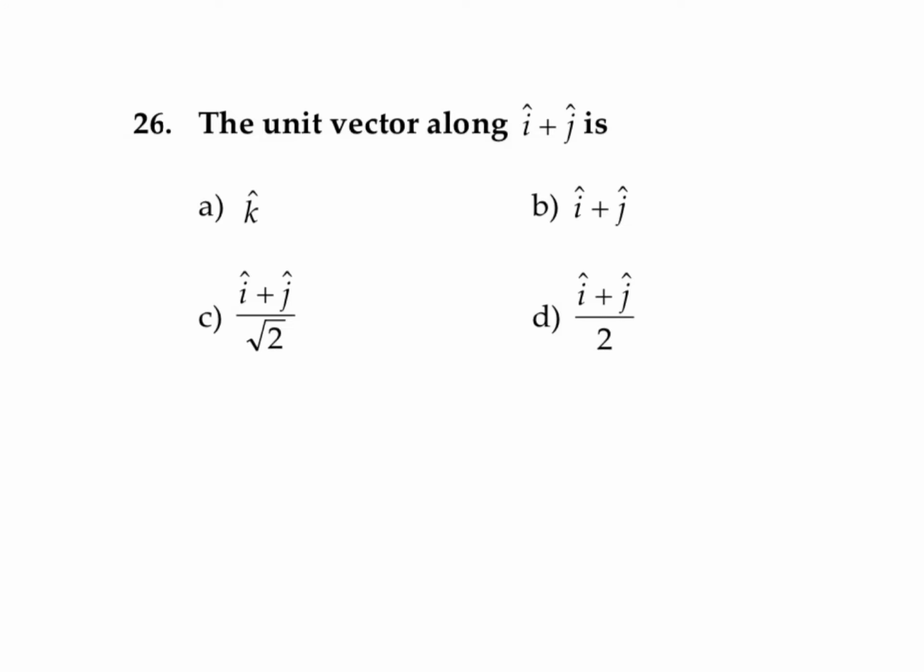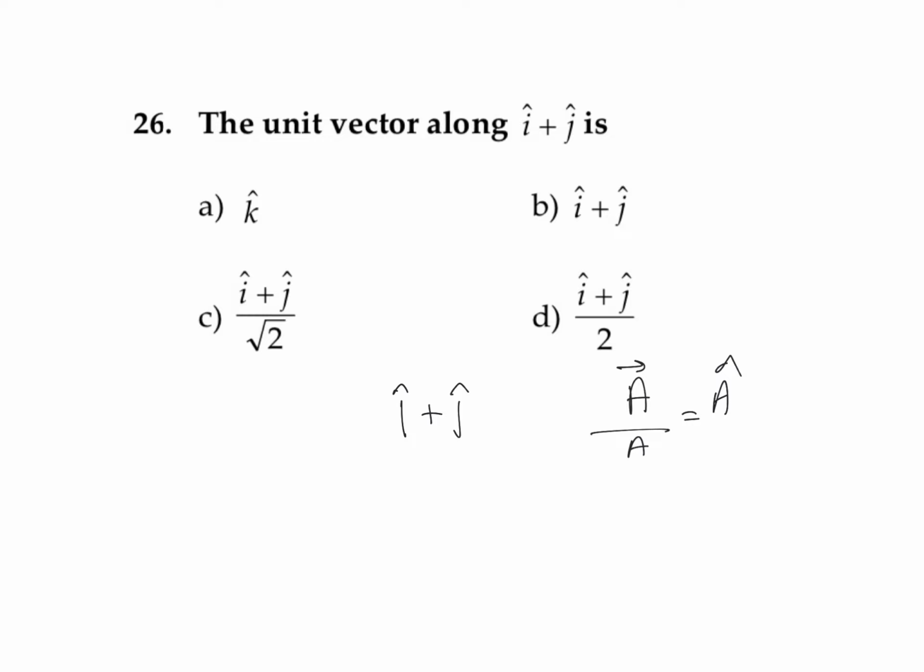In this question, our aim is to find out the unit vector along i plus j. So if there is a vector that is i plus j and our aim is to find out its unit vector, we know that the unit vector of a vector A is A vector divided by its magnitude. We'll get a vector of magnitude 1 that is known as nothing but a unit vector.